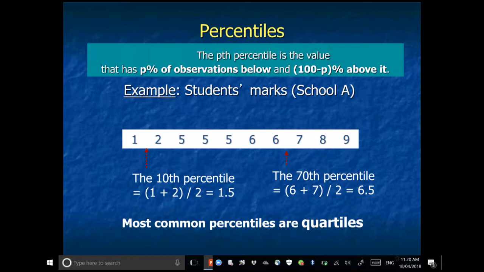But as you may have already guessed by now, the 50th percentile is already known by the name median, because the median is exactly the central point in the data. So the median is the 50th percentile or the second quartile of a data set.